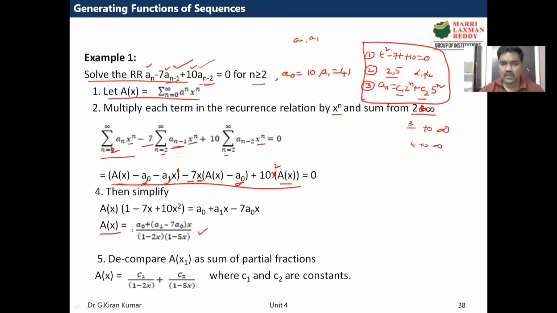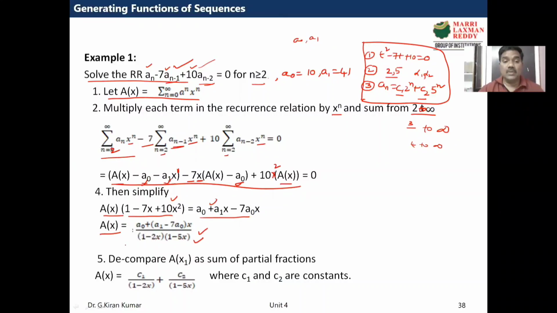So when you simplify, you get initially like this: a of x, when you take common, 1 minus 7x plus 10x square, and the remaining terms will be on the other side. Then a of x equals this value by this value. And 1 minus 7x plus 10x square, you can write it as separate product terms. 1 minus 7x plus 10x square can be written as 1 minus 2x into 1 minus 5x.